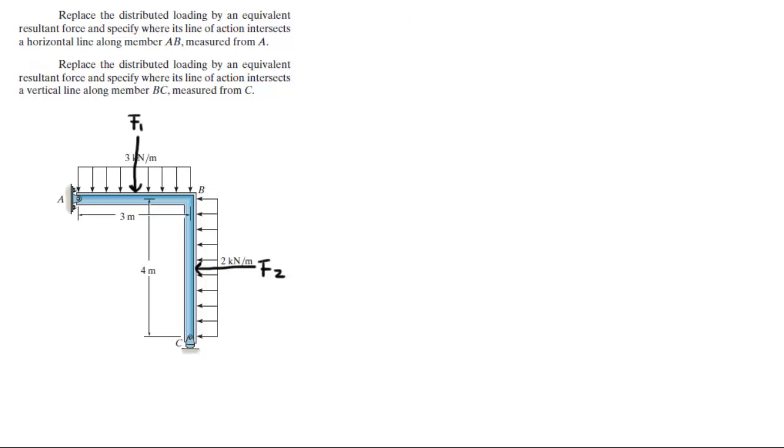So F1 is equal to the area of the rectangle, which is 3 kilonewtons per meter, times the length of the rectangle, which is 3, which is equal to 9 kilonewtons. F2 has a magnitude of the area of the rectangle, which is 2 kilonewtons per meter, times the length of the rectangle, which is 4 meters, which will make it 8 kilonewtons.